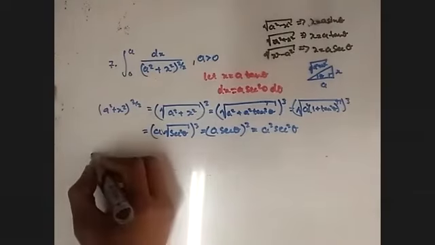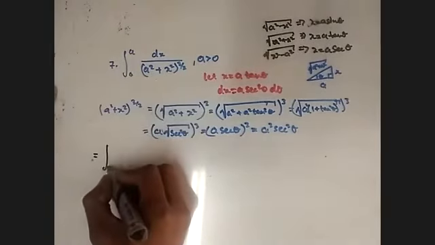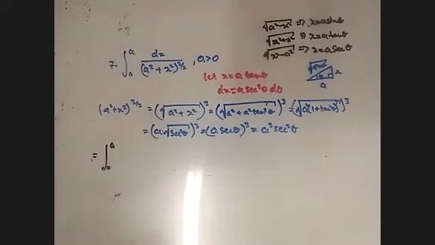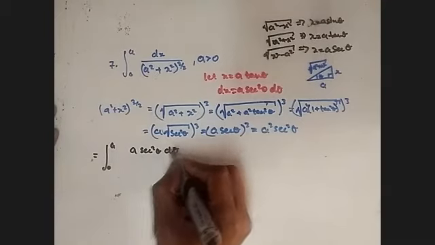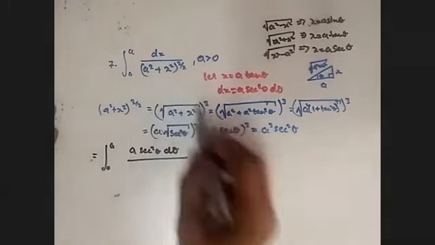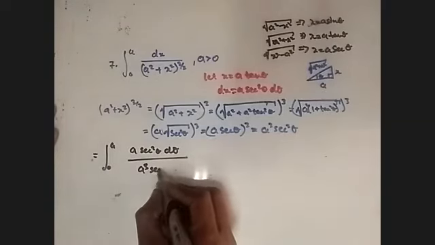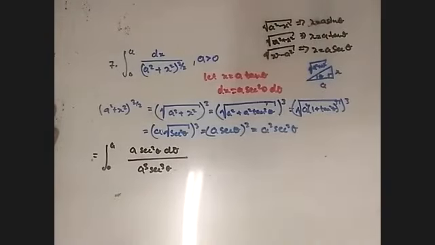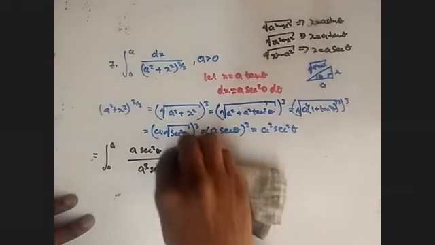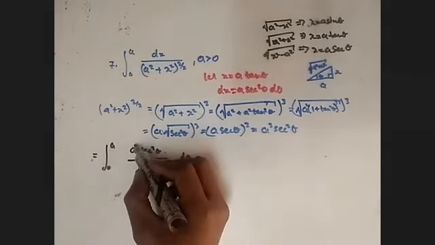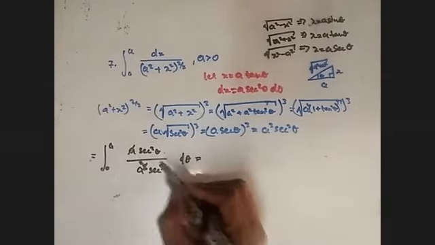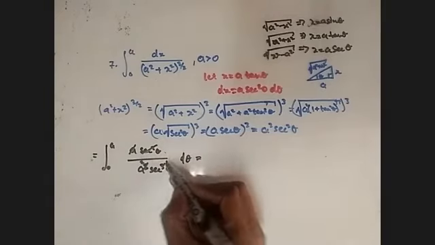Right. So this becomes, from 0 to a, let's do direct substitution. dx is this, so I'm going to have a sec squared theta d theta all over the whole thing, which is defined by a cubed sec cubed theta. As you can see, this goes, we're left with 2, and this one goes, we're left with 1.